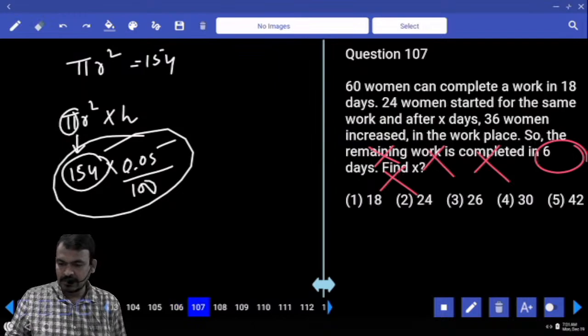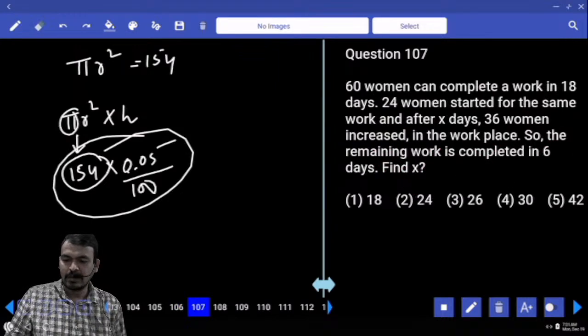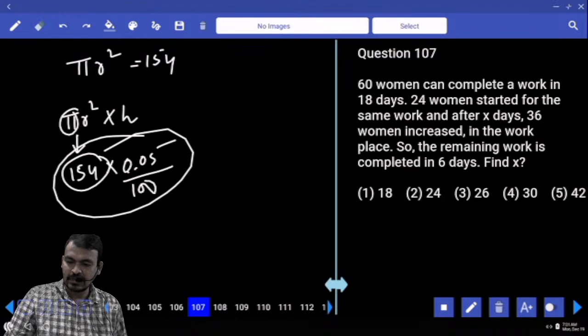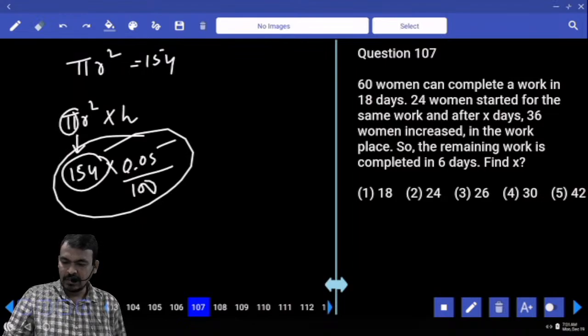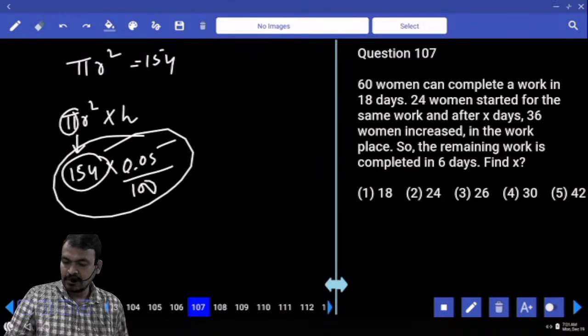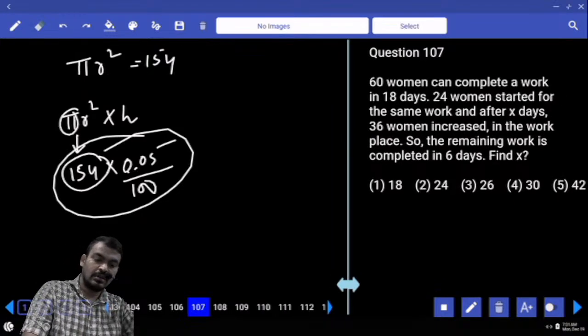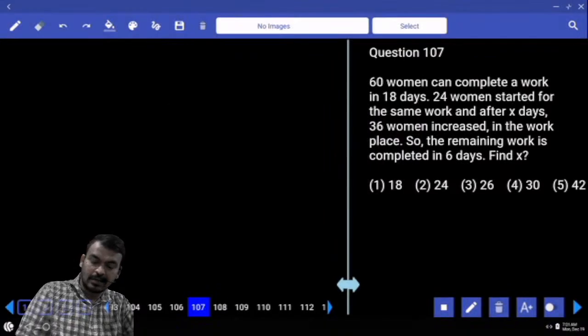Question number 107. 60 women can complete a work in 18 days. 24 women started the same work, and after X days, 36 women are added at the workplace. So the remaining work is completed in 6 days. Actually, 60 women can complete the work in how many days?